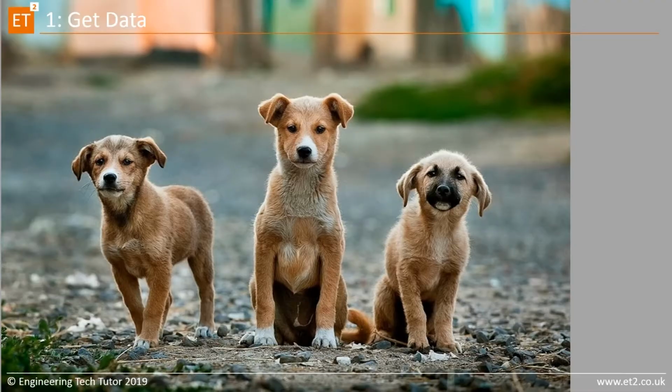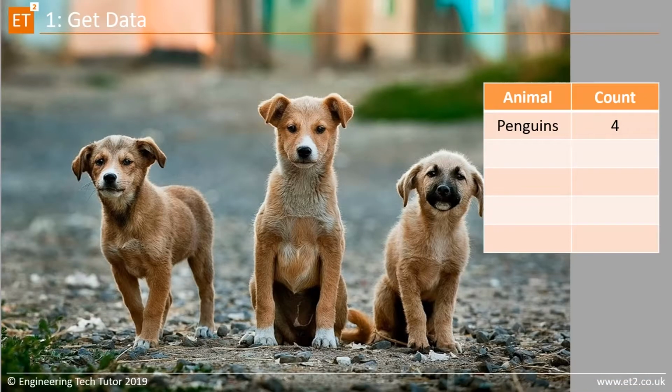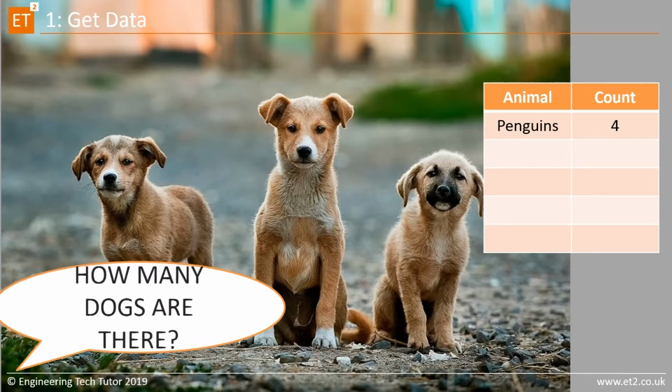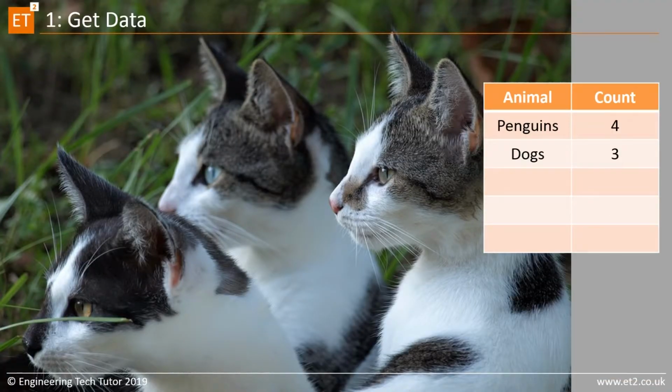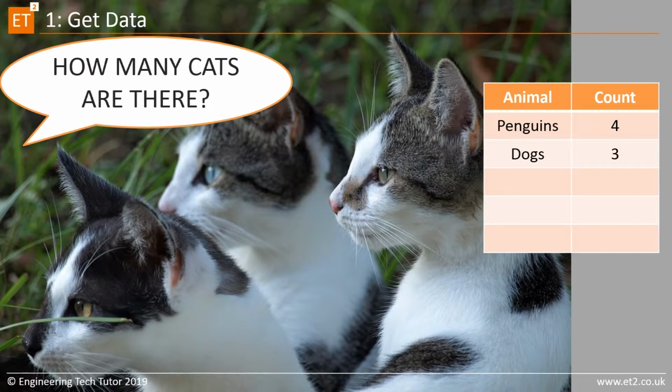Very good. How many dogs are there in this photo? 1, 2, 3. We shall write dogs and 3 in the table. How many cats are there in this photo? 1, 2, 3. We shall write cats and 3 in the table.